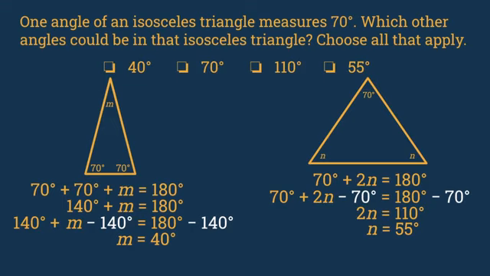So depending on which isosceles triangle you pick, the missing angles could be either 70 degrees and 40 degrees or 55 degrees and 55 degrees. That means the answer to the question is 40 degrees, 70 degrees, and 55 degrees. An angle of 110 degrees cannot be in this triangle.